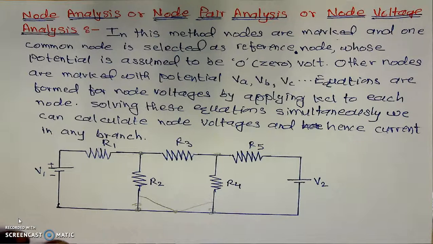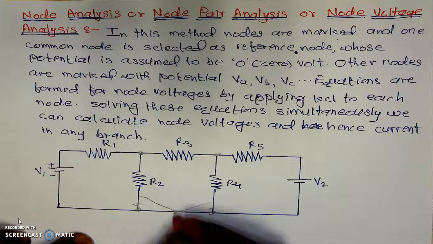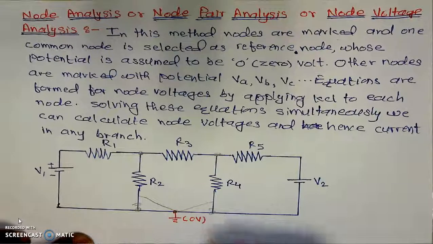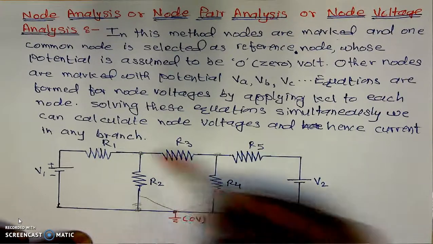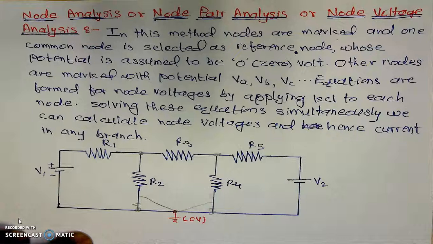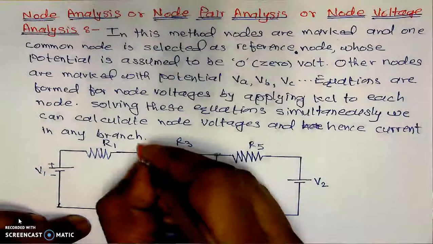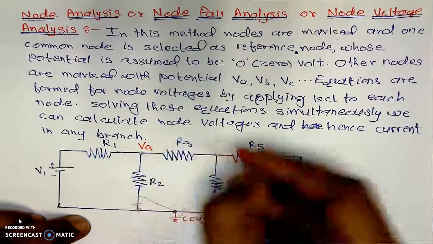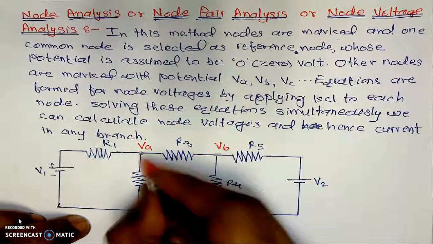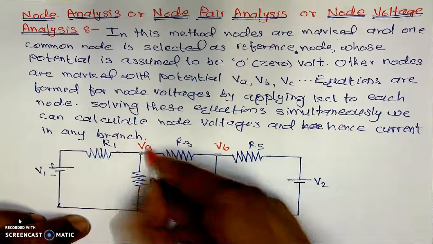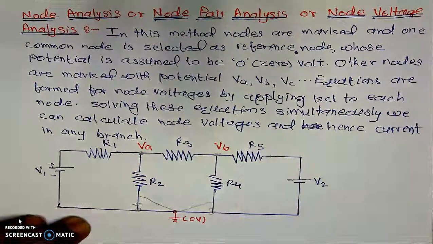In this particular figure we have three nodes. Out of that, one is the reference node, and I will assume this node as a ground node or reference node. Its potential we will assume as 0 volt. We can assume this or that as the ground node depending on our requirement, but generally we will assume the bottom node as the ground node. This is node A with potential VA, and this is node B with potential VB. These are the minimum requirement.